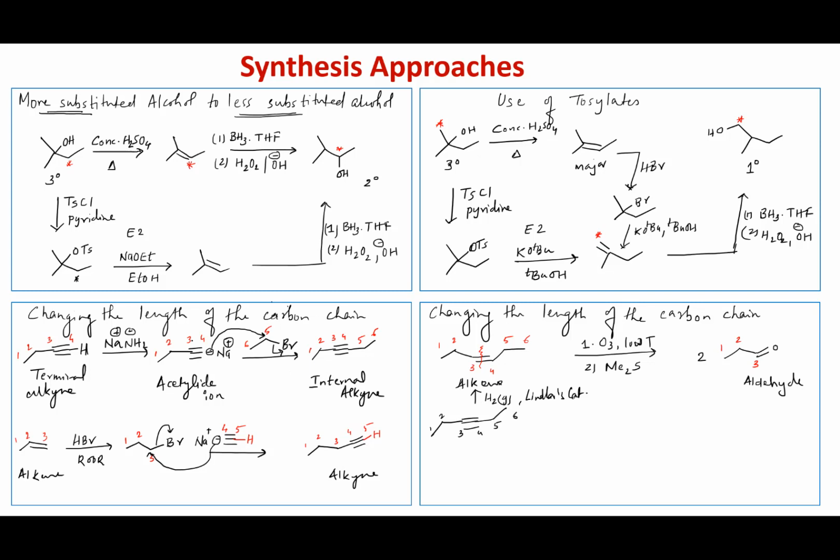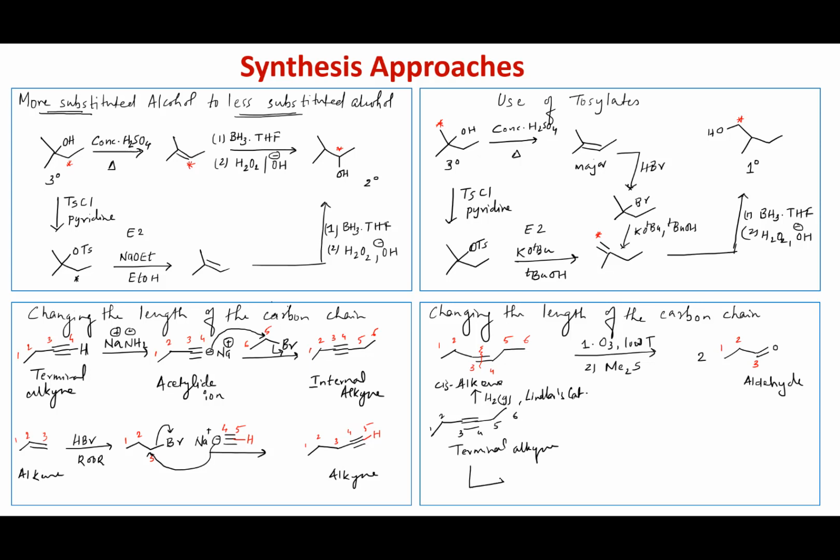So that's why once we've done this extension of the carbon chain using the acetylide chemistry, we can convert our terminal alkyne into an alkene. And this alkene here is a cis alkene. So that's why we are using this Lindlar's catalyst, because we want to make the cis alkene. If we wanted to make the trans alkene, we could have done that too.